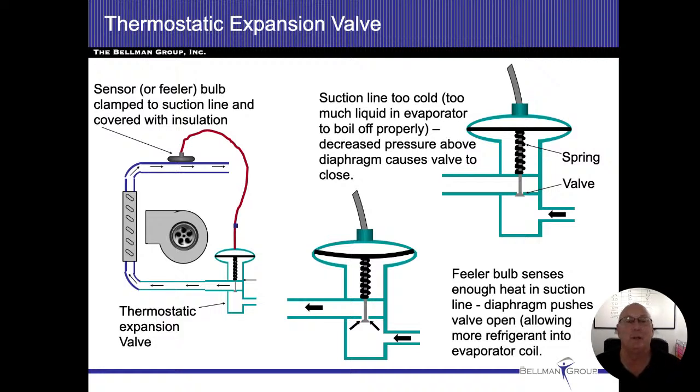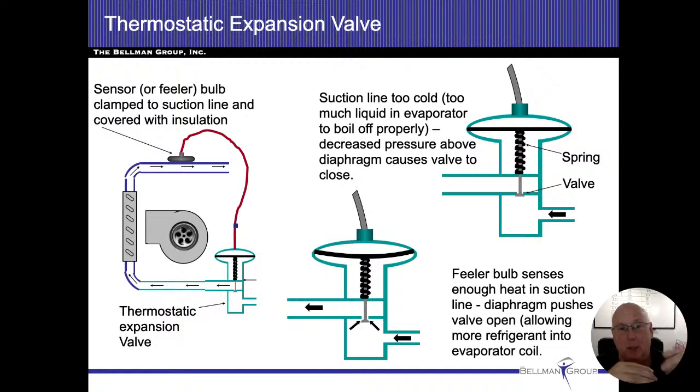So when we're dealing with thermal expansion valves or TXVs, these end up going on the liquid line, and that's where we'll see them. And then there's going to be another tube that goes to the suction line. So if somebody does put a mismatch system in and they want to be able to make it work, they can go ahead and make this work.